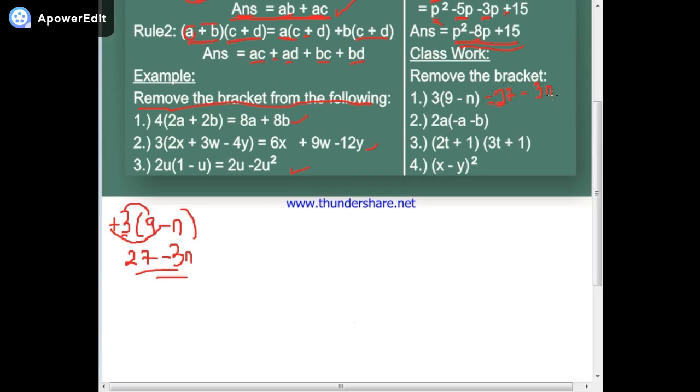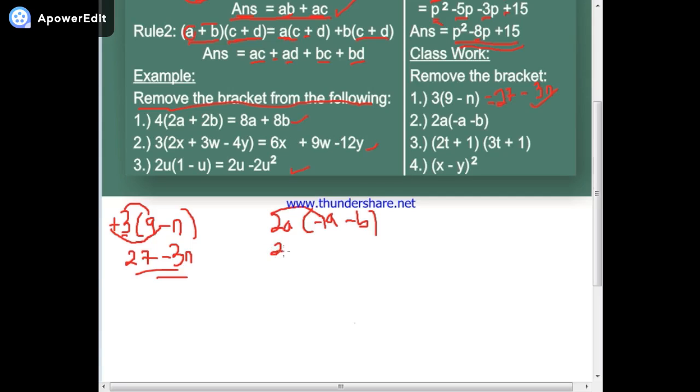27 minus 3n. Now, the second question is 2a minus a minus b equal to this. So we have done this, it remains this now. So that means 2 times 1, because we have only one a here, that is 2. This 2 times 1 here will give you 2.